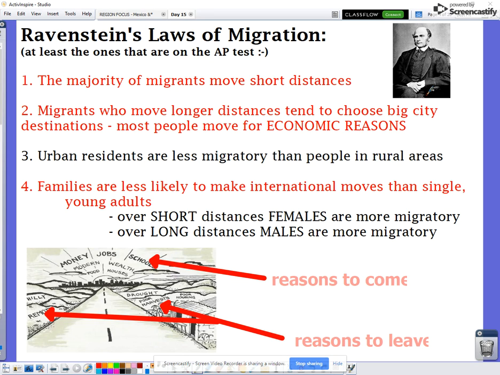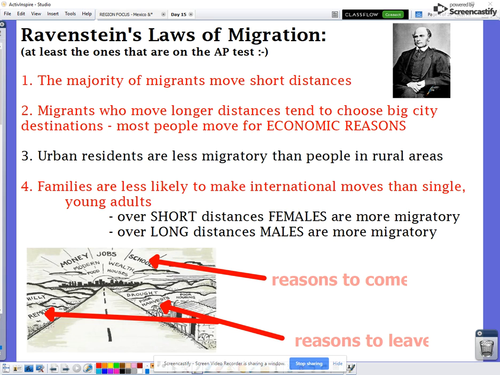The last one here is families are less likely to make international moves than single adults. Pretty simple. If you have fewer people or fewer things to worry about, you're more likely to move internationally than you would be if you moved internally. As an example, I'm not married, but I have a fiance. I'm going to be married in June, so I am less likely to move once I have been married than if I had been single.